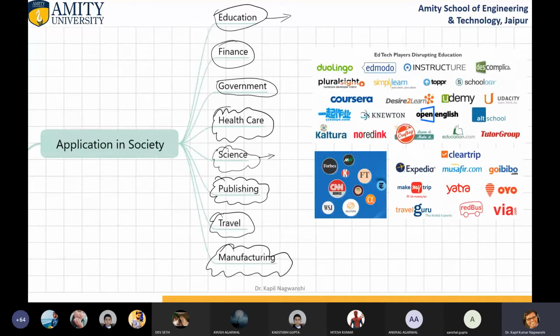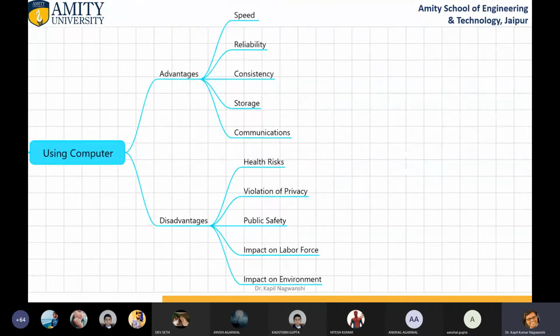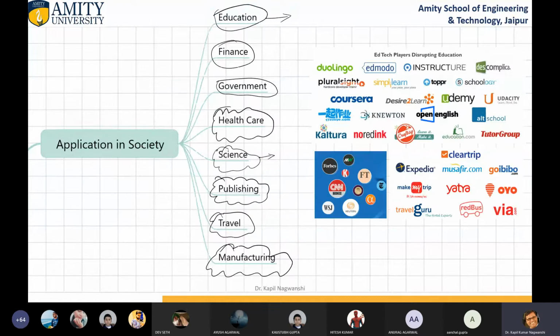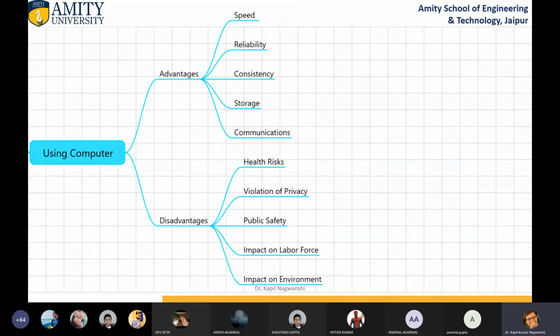Now come to application in society. Education, finance, government, healthcare, science, publishing, travel, manufacturing, these are all examples of application in society. Now come to using computer. What are the advantages? Speed is a tremendous advantage.